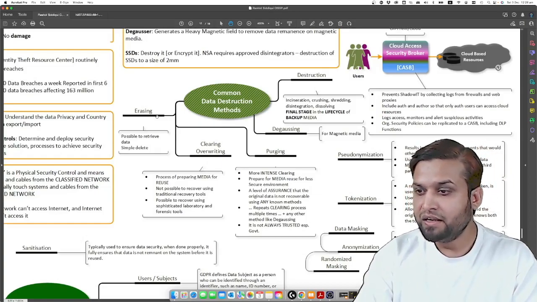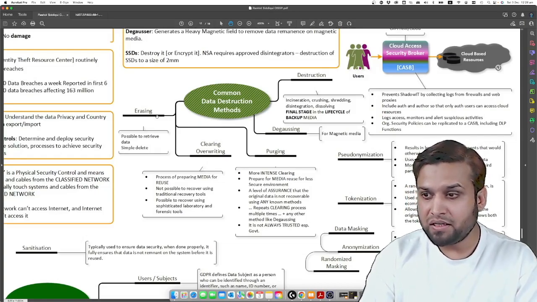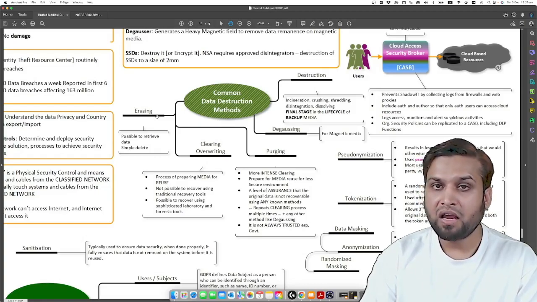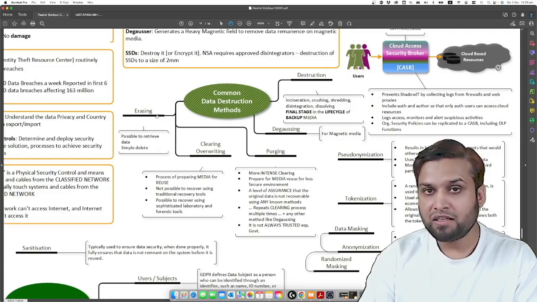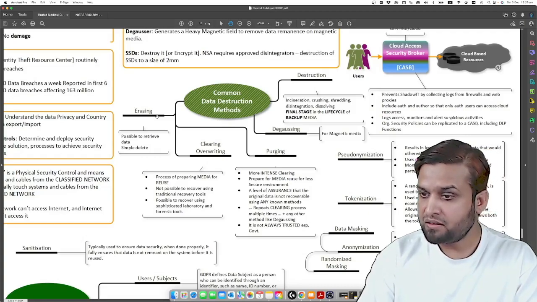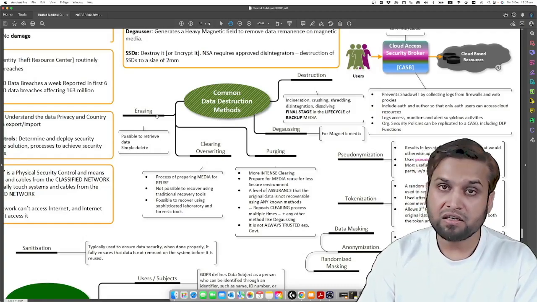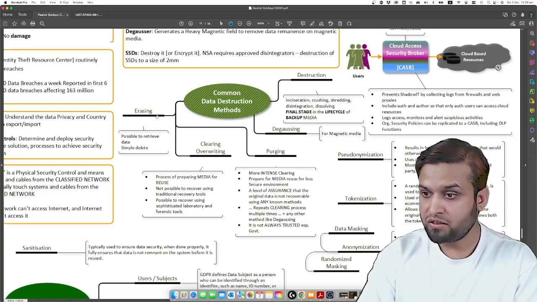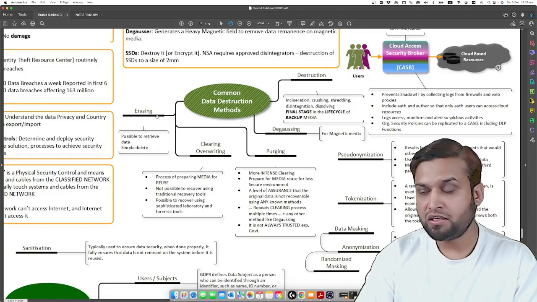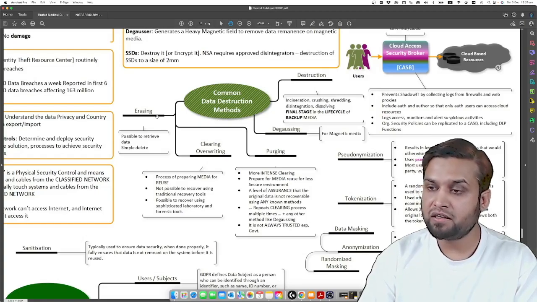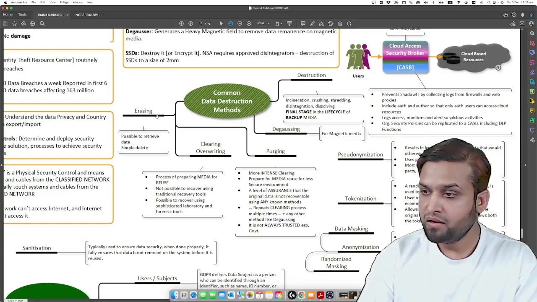So that's erasing. Clearing and overwriting is basically a deep eraser, you can say. Whenever we use the terms clearing or purging, we are intending that the media is going to be reused. So what is clearing? Clearing is a process of preparing media for reuse. It's not possible to recover using traditional recovery tools, but it is possible to recover using sophisticated laboratory and forensic tools. So if we have specific software, we can even retrieve data which is cleared or overwritten. Now, what is purging?